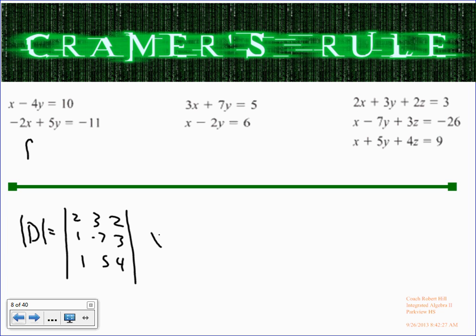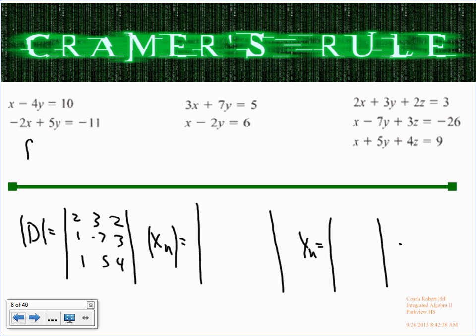So now, hold on a second. Now it's just a matter of making my numerator matrix out. My y numerator matrix. My z numerator matrix.